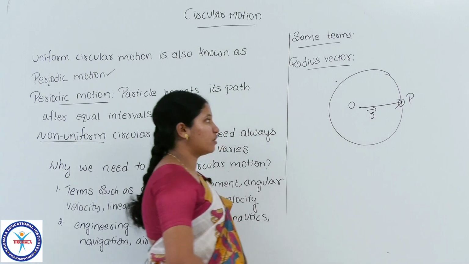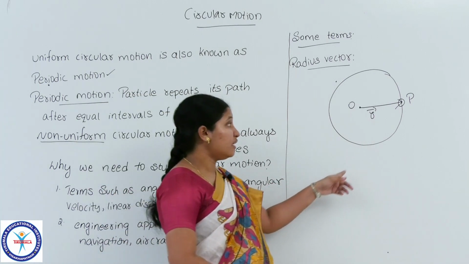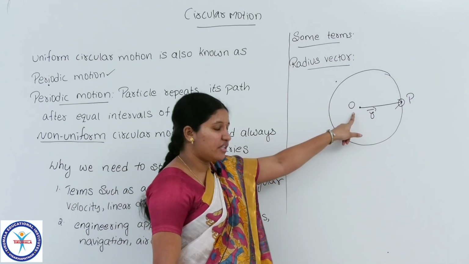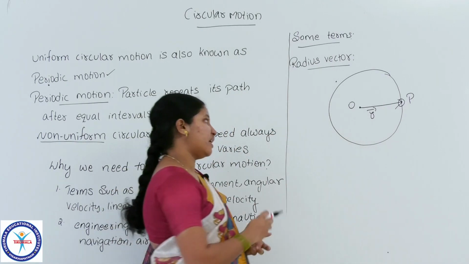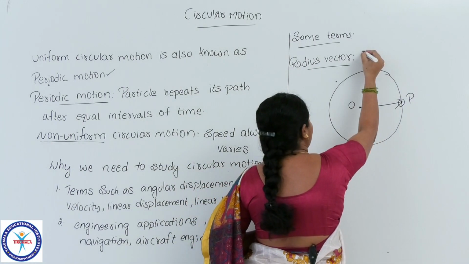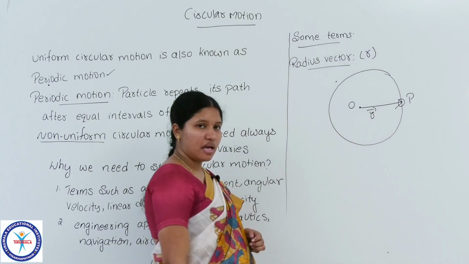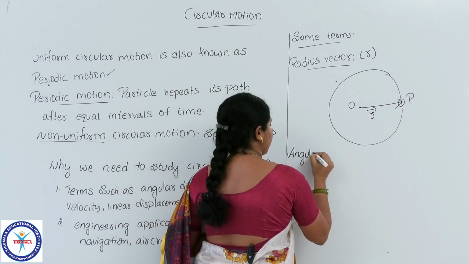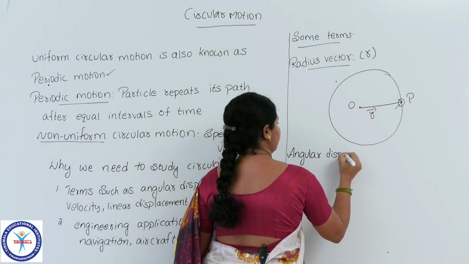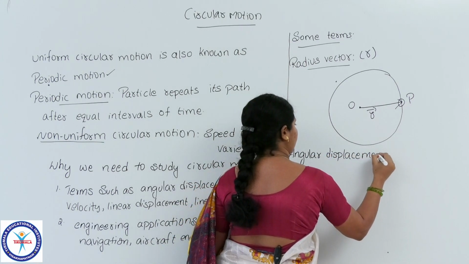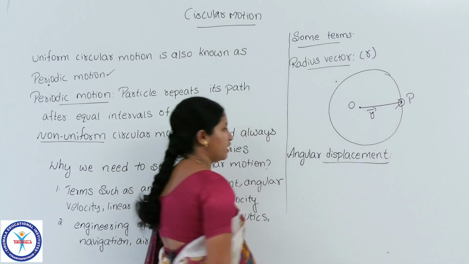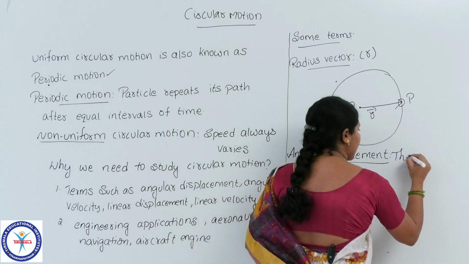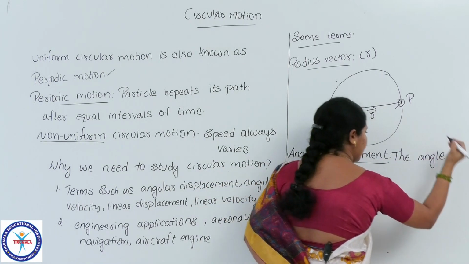So what is radius vector? The line joining the position of a particle at any instant of time to the center of the circle is known as radius vector. This radius vector is denoted by the letter R. And the next definition is angular displacement.